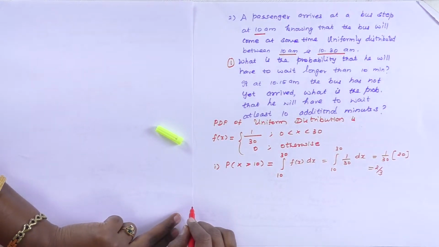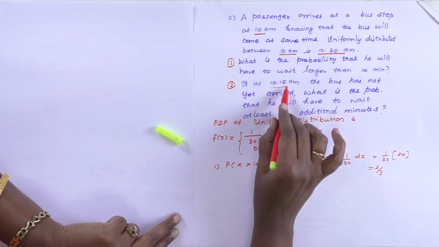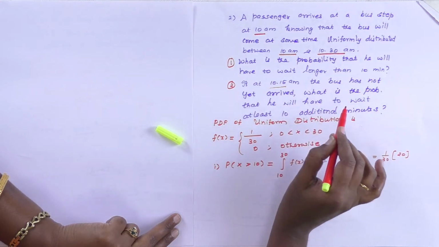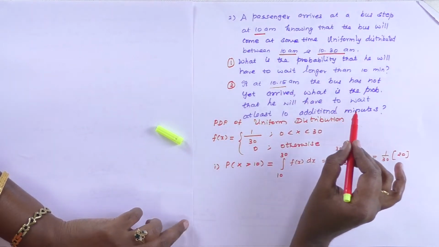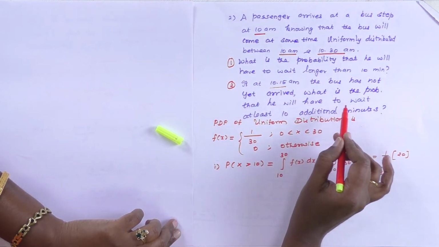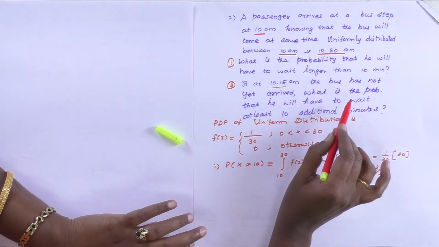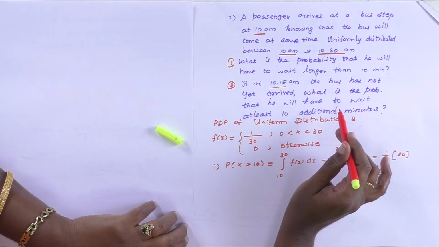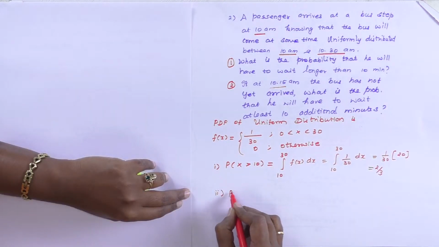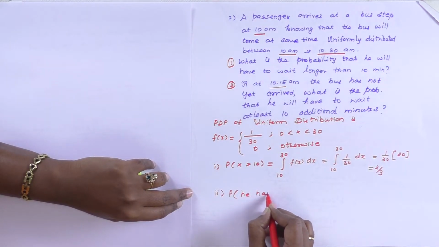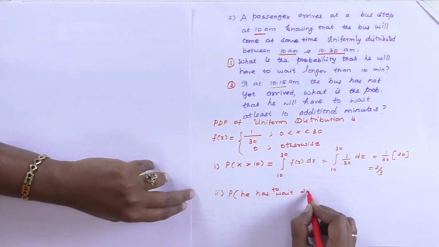Second question: if at 10:15 am the bus has not yet arrived, what is the probability that he will have to wait at least 10 additional minutes? Up to 10:15 the bus has not yet arrived. Additionally, he has to wait 10 minutes, but totally he has to wait 25 minutes.